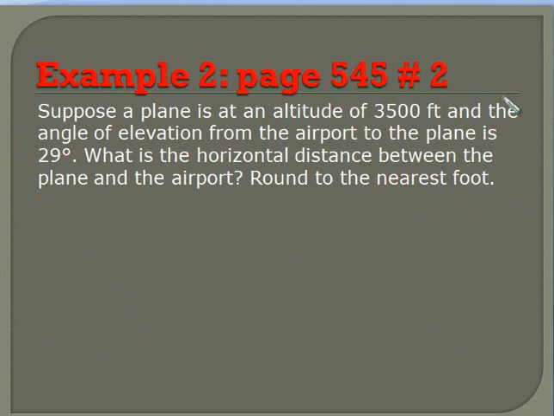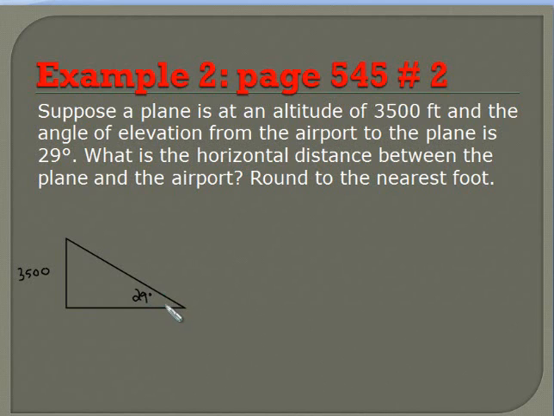Example 2. Suppose a plane is at an altitude of 3,500 feet and the angle of elevation from the airport to the plane is 29 degrees. What is the horizontal distance between the plane and the airport? Round your answer to the nearest foot. Let's draw this and see what it looks like. We know that the plane is at an altitude of 3,500 feet. And the angle of elevation, remember, is from the horizontal with a line of sight above it. This right here would be the 29 degrees.